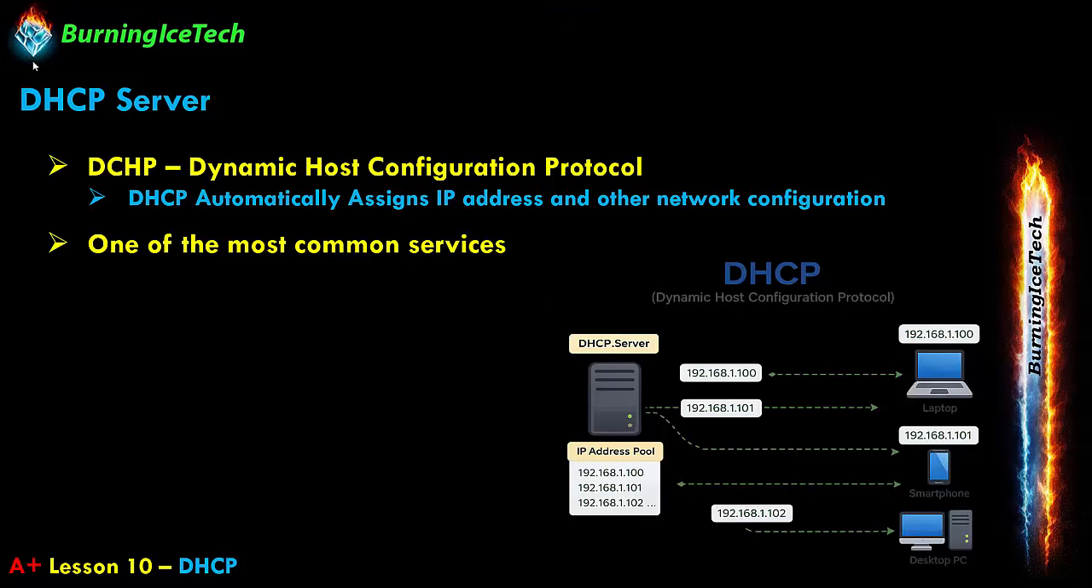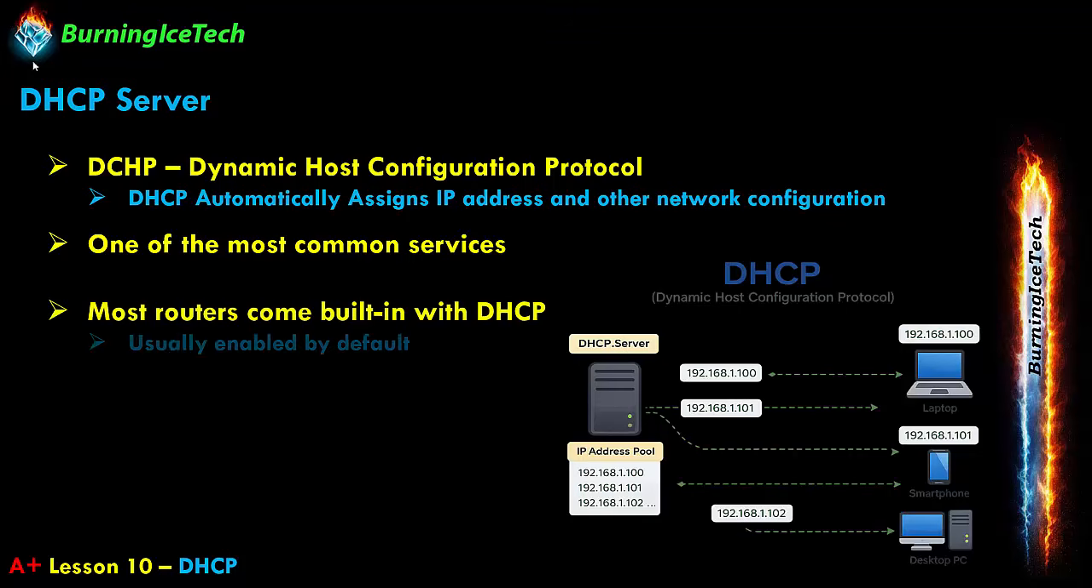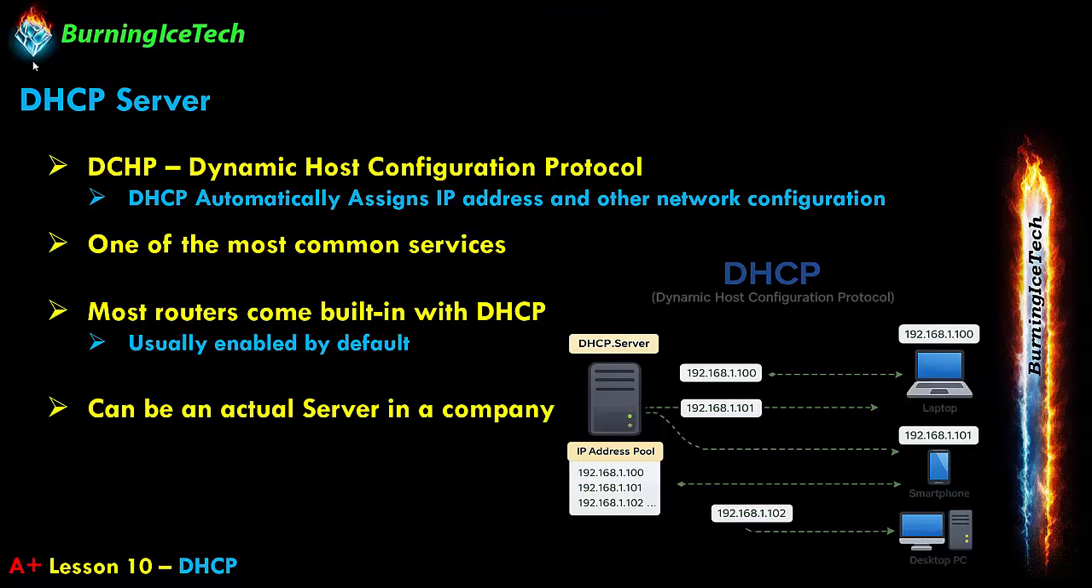Now, from a router perspective, folks, most routers have this built into them, and it's usually enabled by default. So if you don't want to use the one that's built into your router, you or somebody will have to actually log into that router, and you will have to go and turn it off. This is most likely due to you wanting to use an actual DHCP server. On that note, it can also be an actual server in a company. So usually in a medium to large size company, you will find DHCP is an actual role that you will go and add on a server.